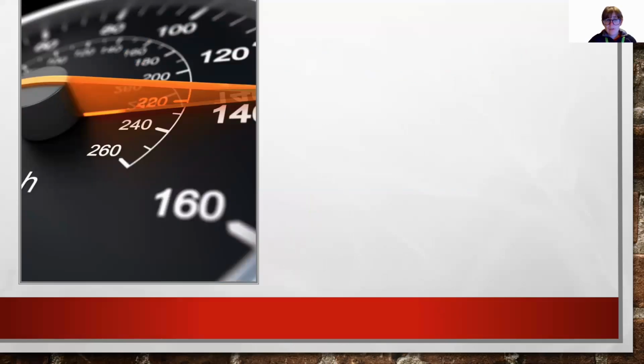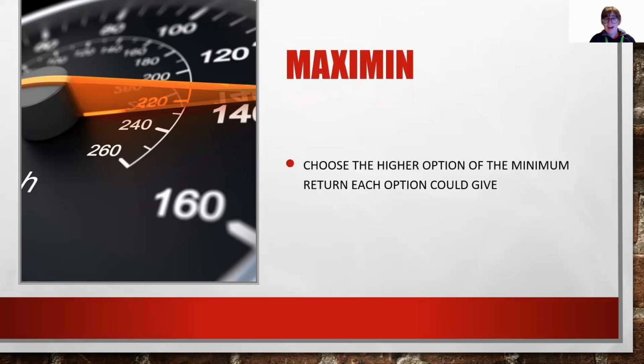We are now going to move on to the actual different strategies when it comes to calculating risks. So the first approach is the maxi-min approach. So for this, we are going to choose the higher option of the minimum return each option could give. The maxi-min approach is that of a risk-averse person.